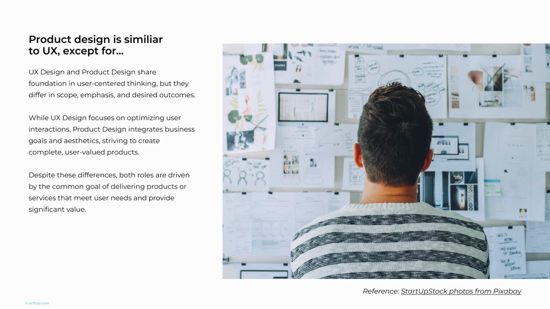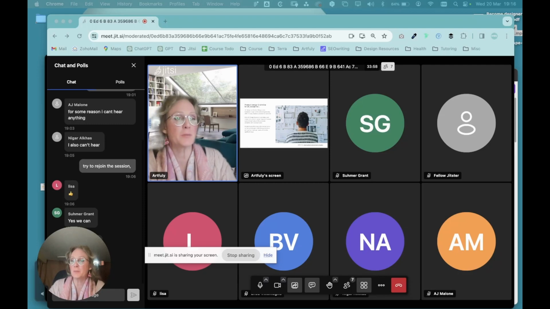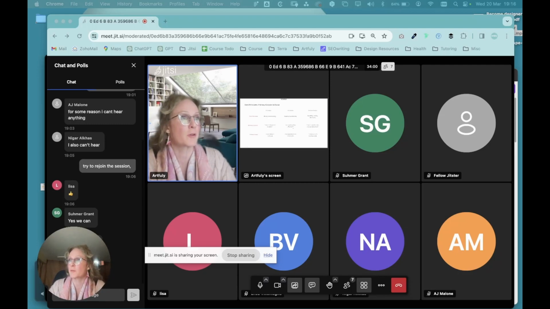So product design is similar to UX, except that they differ in scope, emphasis, and desired outcomes. UX design focuses on optimizing user interactions. Product design integrates business goals and aesthetics, striving to create complete user-valued products. Despite the differences, though, both roles are driven by the common goal of delivering products or services that meet user needs and provide significant value. So value is really a word to focus on.